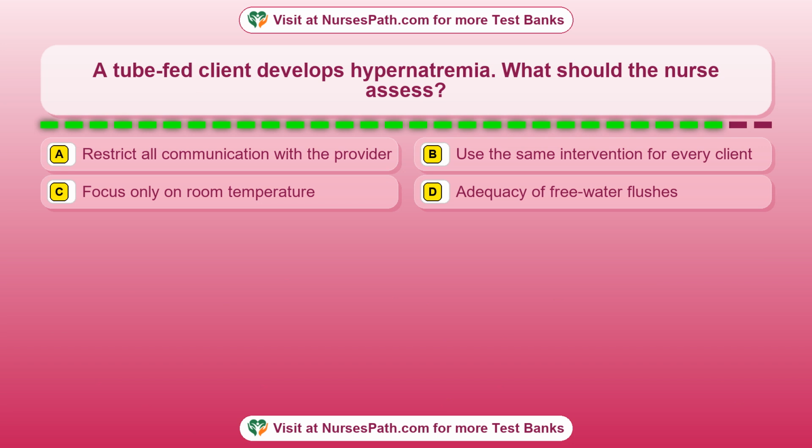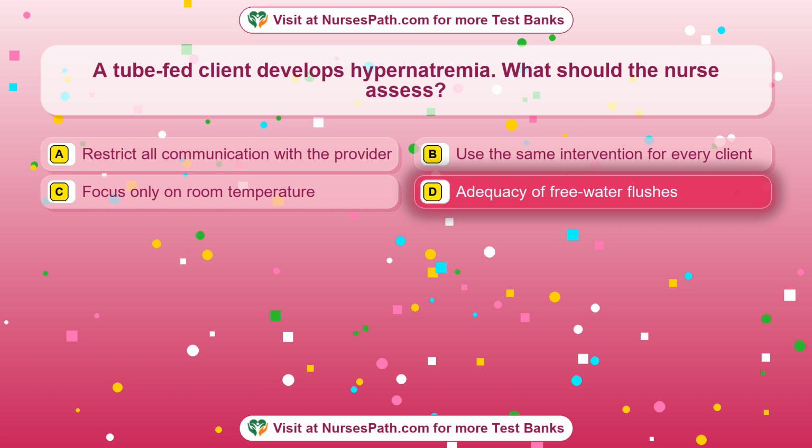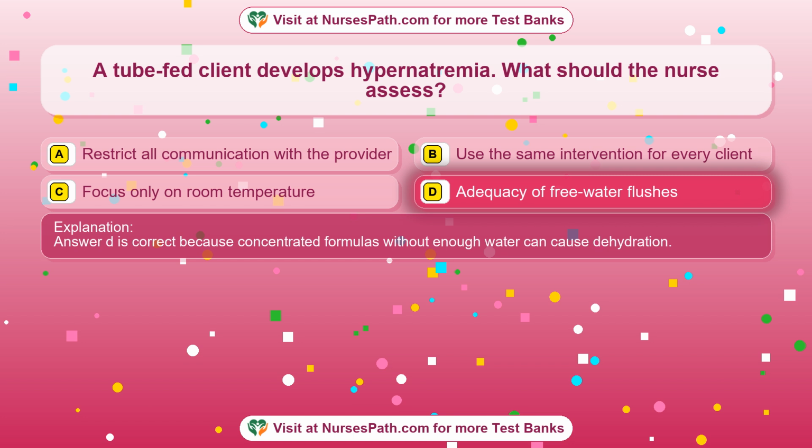Question 12. A tube-fed client develops hypernatremia. What should the nurse assess? Option A. Restrict all communication with the provider. Option B. Use the same intervention for every client. Option C. Focus only on room temperature. Option D. Adequacy of free water flushes. The correct answer is option D, adequacy of free water flushes. Answer D is correct because concentrated formulas without enough water can cause dehydration.